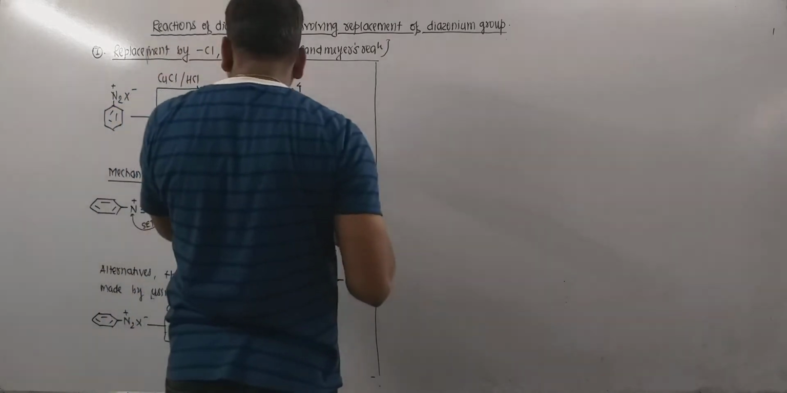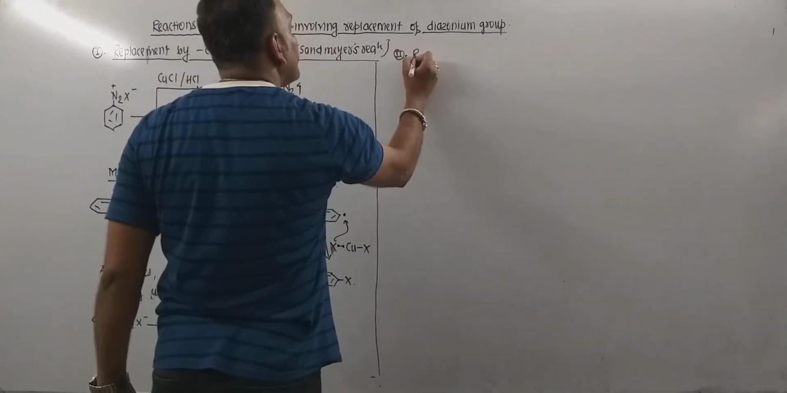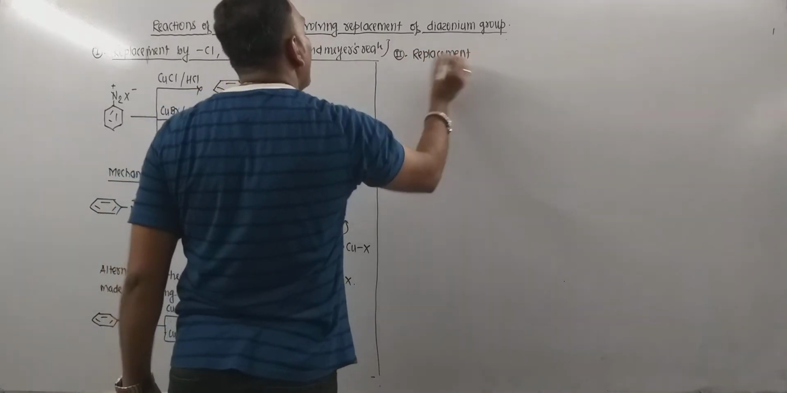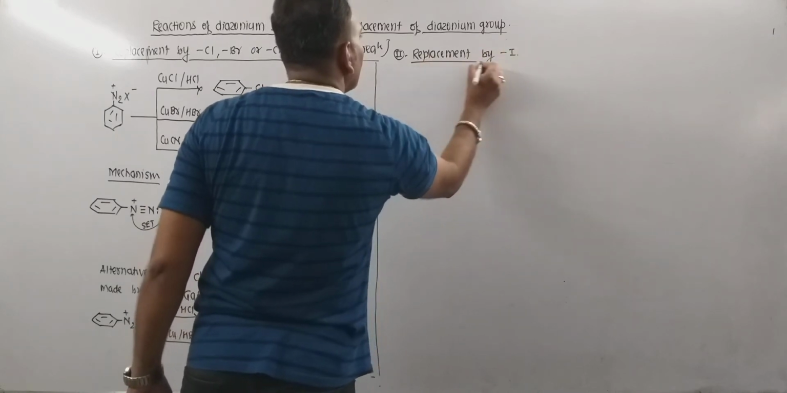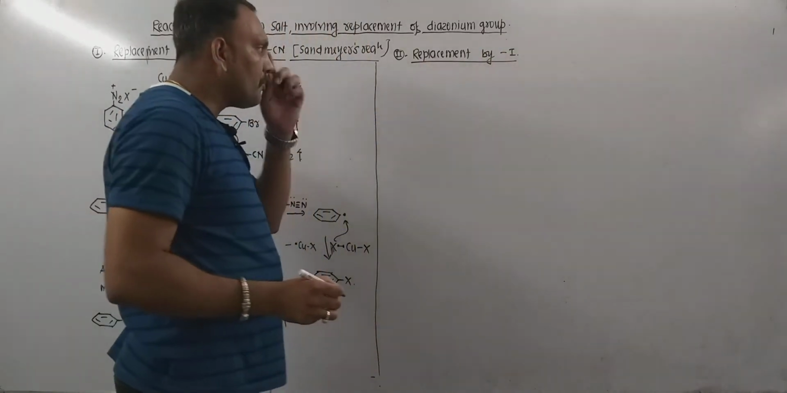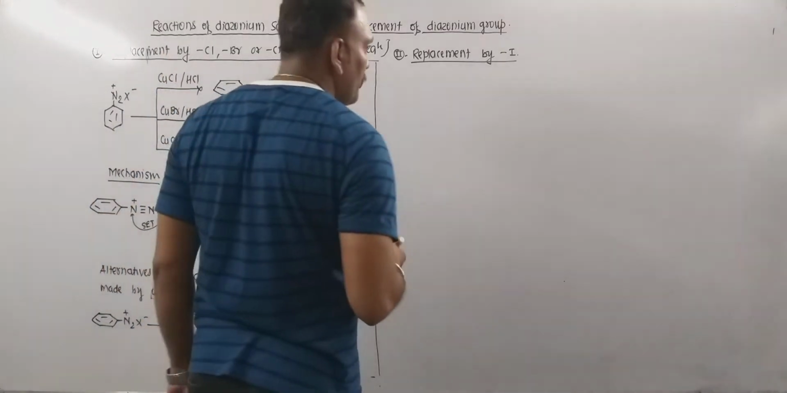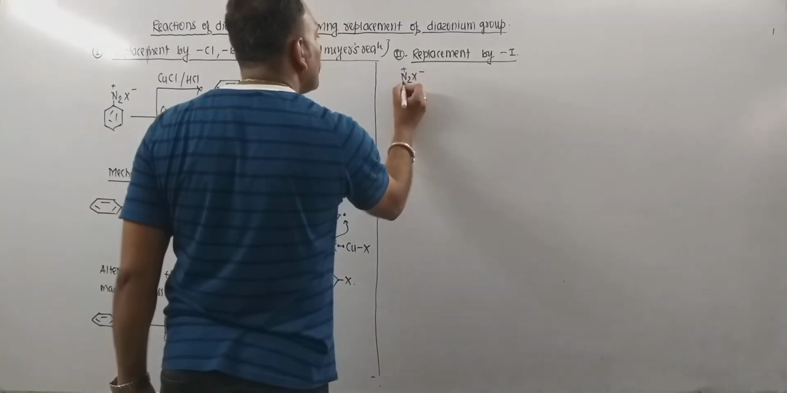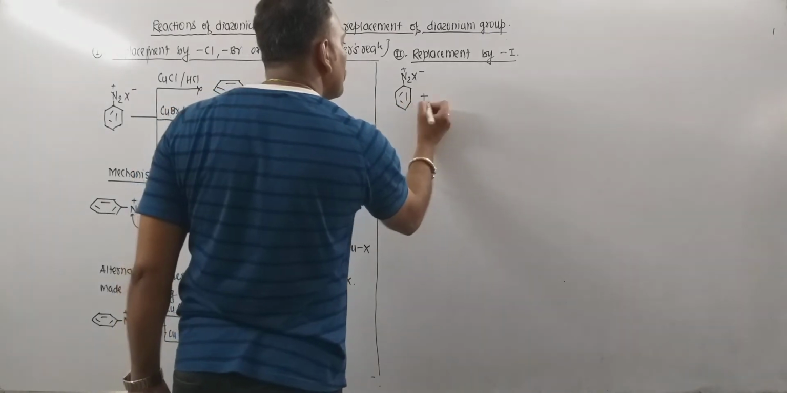So this was the very first property. Now the second property to be discussed is the replacement of the diazonium group by iodine. Remember, when the diazonium group gets replaced by iodine, ultimately we receive iodobenzene. So the reaction can be summarized as follows. This is the general representation of the diazonium salt.